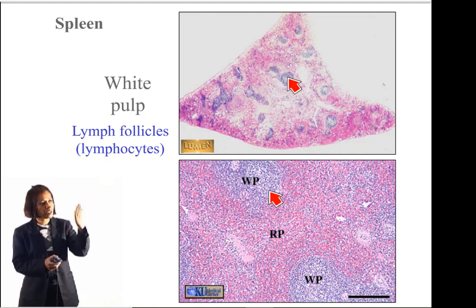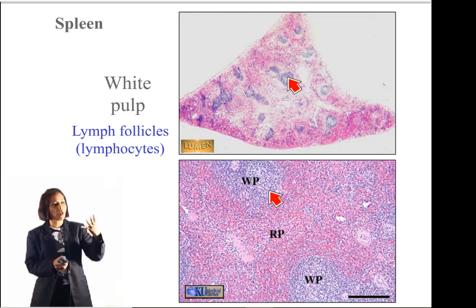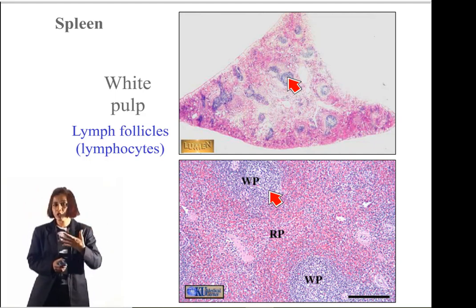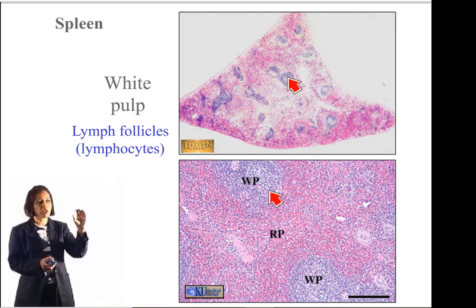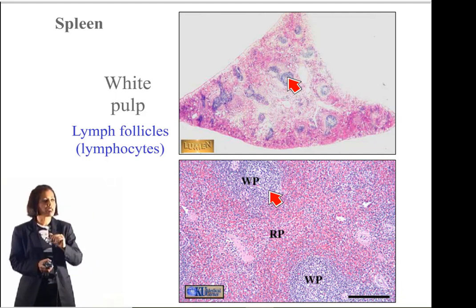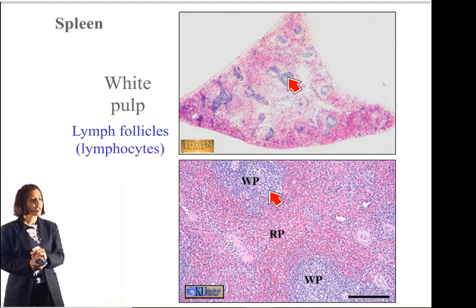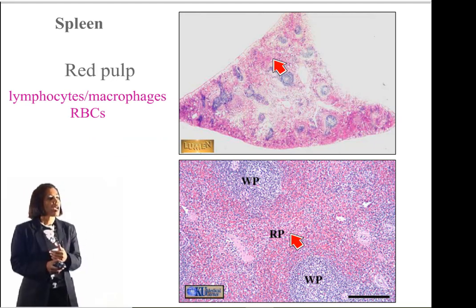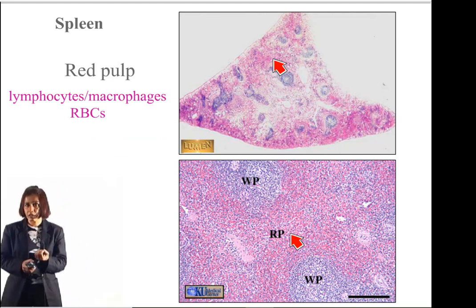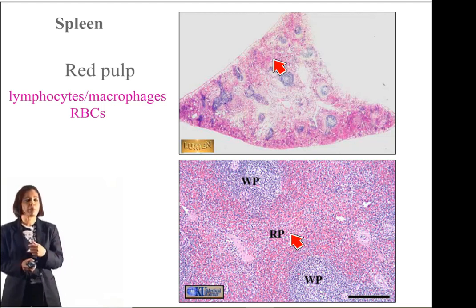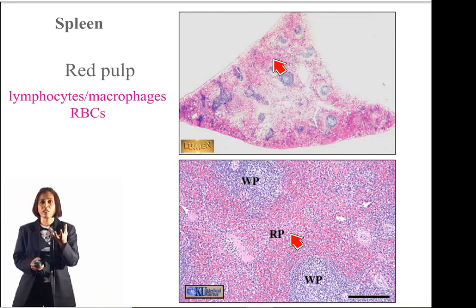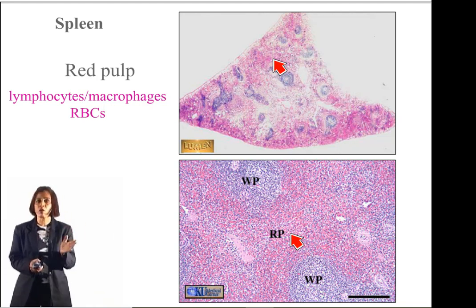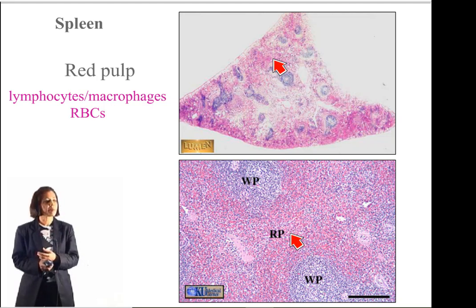Now, in the top picture, it's a more panoramic view where you can see more of this white pulp. And in the lower picture, which is a more magnified view, notice how, again, you have these blue lymph follicles, and it's labeled WP. Now, surrounding this white pulp is the red pulp, which is red in color, and this consists of lymphocytes, macrophages, and free red blood cells, which is why you see that red appearance. And this is not present as an aggregation. Instead, it's just sort of surrounding the entire white pulp.